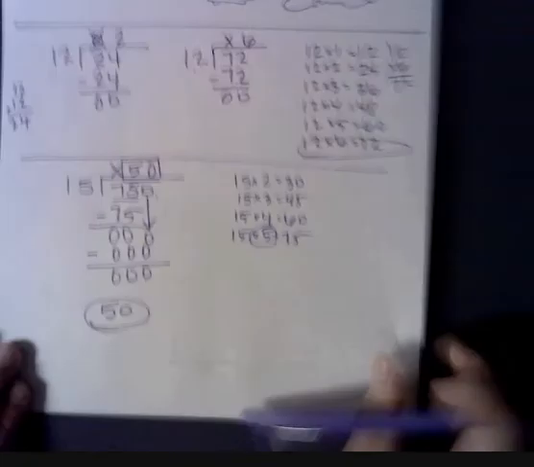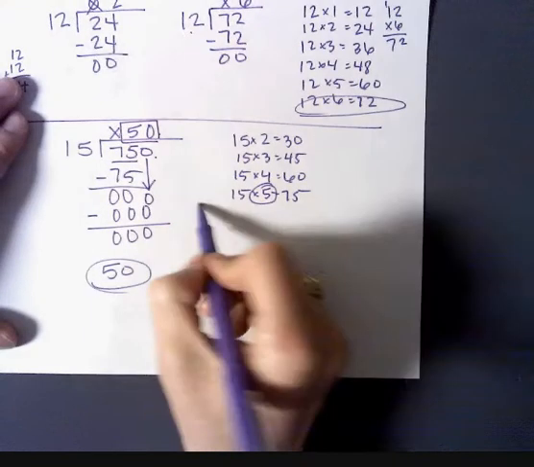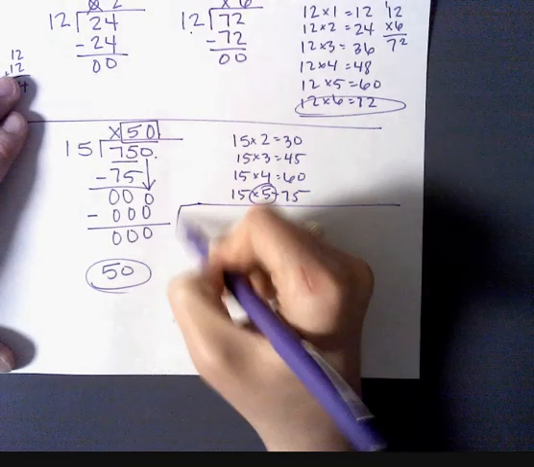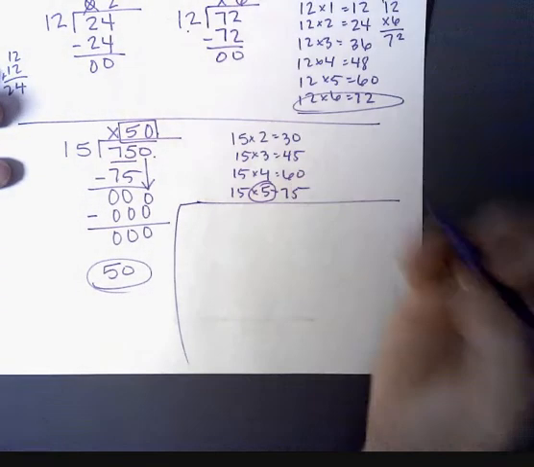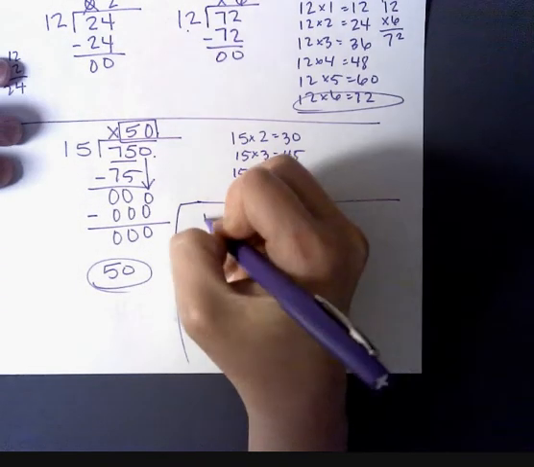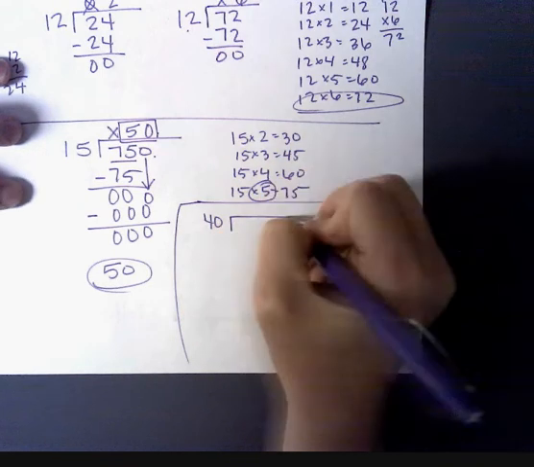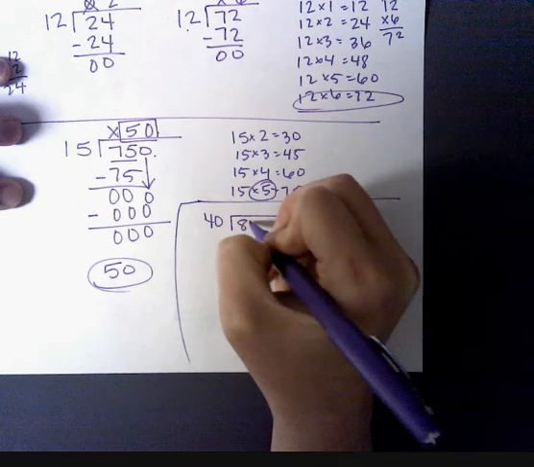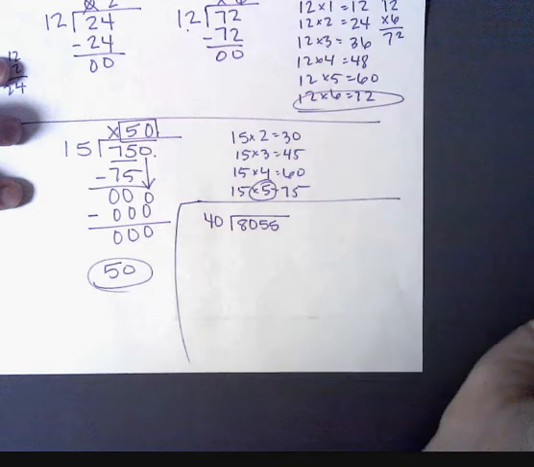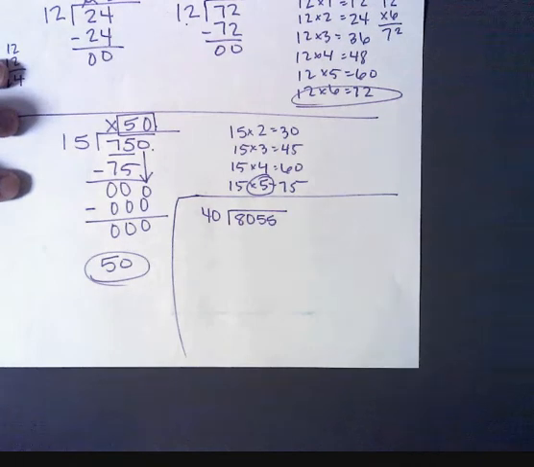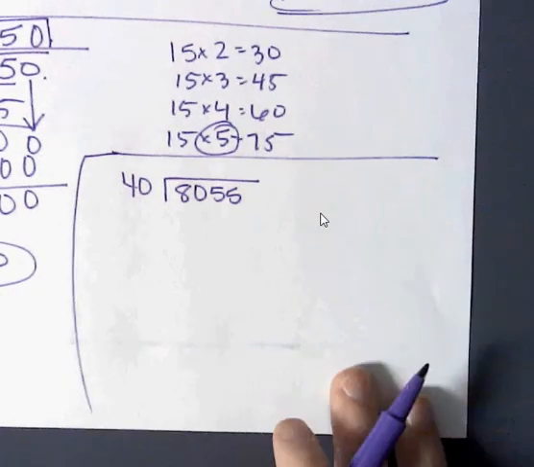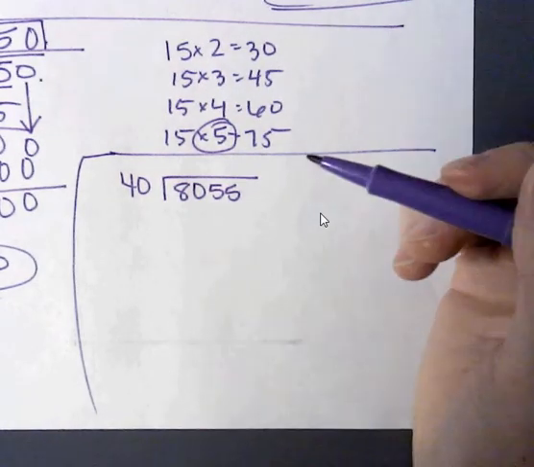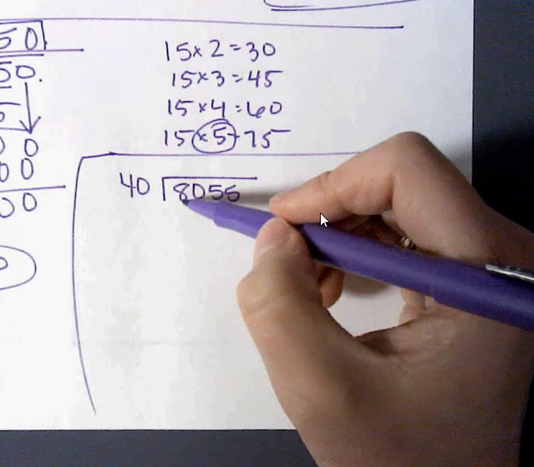Alrighty, wonderful. So we are going to just kind of cross off some space here. This is going to be our last problem, but it's going to be kind of a long one. So 40 goes into 8,055. I'm going to zoom in just so you can see a little bit better. So 40 goes into 8 how many times?